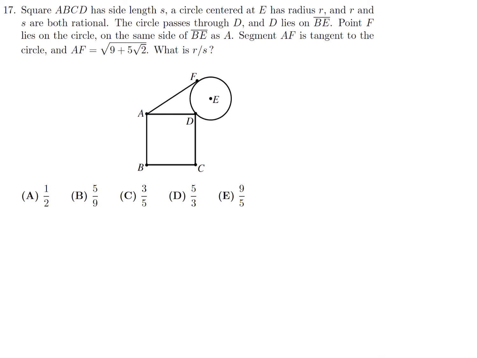Square ABCD has side length S, and a circle centered at E has radius R, and R and S are both irrational. The circle passes through D, and D lies on BE. Point F lies on the circle on the same side of BE as A. Segment AF is tangent to the circle, and AF is equal to the square root of 9 plus 5 root 2. What is R divided by S?